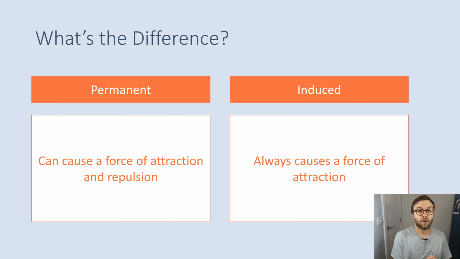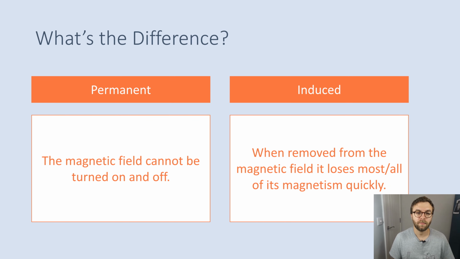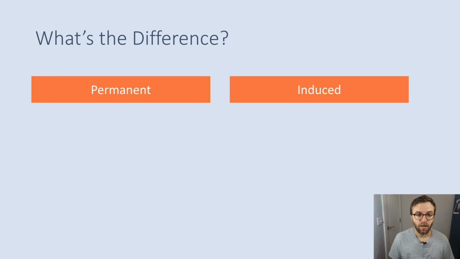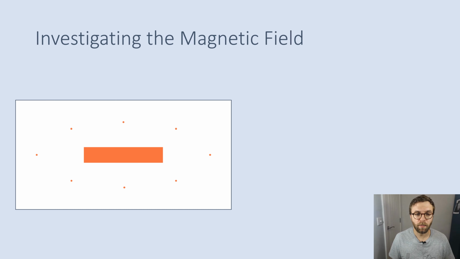Permanent magnets can cause forces of attraction and repulsion, like we saw with our north and south, whereas an induced magnet is always a force of attraction. And finally, in a permanent magnet, like the name suggests, that magnetic field cannot be turned on and off. However, in an induced magnet, when it's removed from that magnetic field, it loses most or all of its magnetism pretty quickly and ceases to be magnetic anymore. So make sure you know the differences between permanent and induced magnets. Again, in the other video, I show you how you can go about finding where the poles are of a magnet.